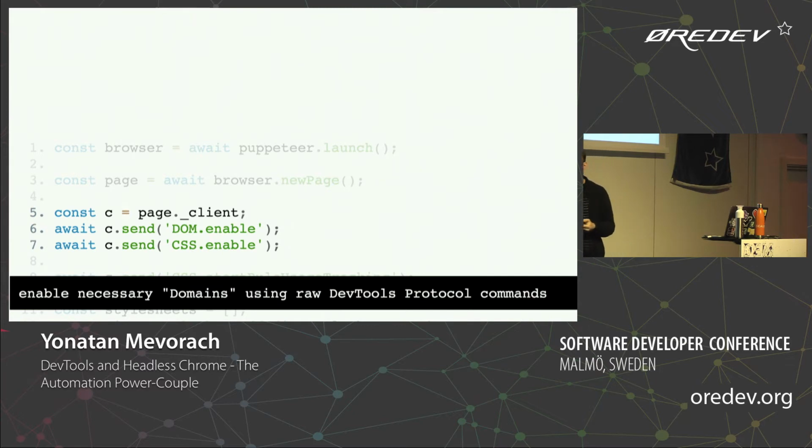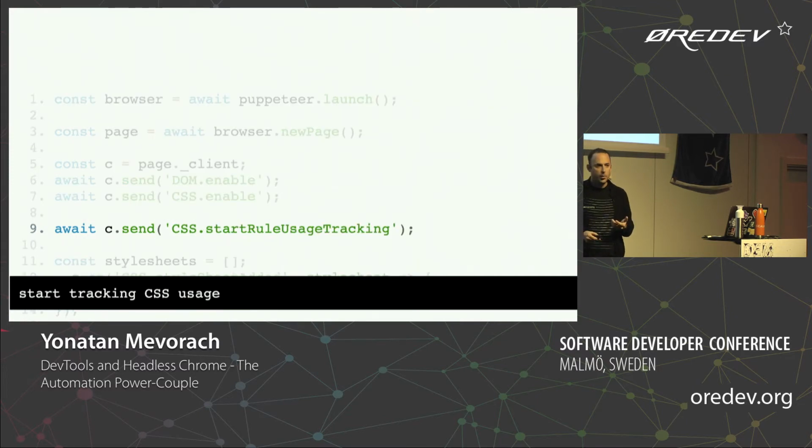It's not very discoverable. And also, the CSS domain is dependent on the DOM domain, so you have to enable it as well. If you get this wrong, you'll get a friendly error message back, so don't worry too much about it. But once I enable the domain, I can do what I really wanted, which is call CSS.startRuleUsageTracking.